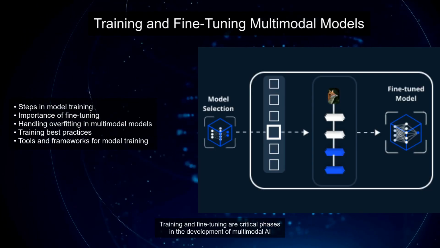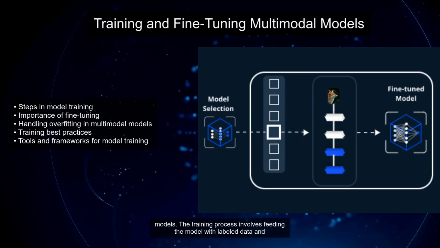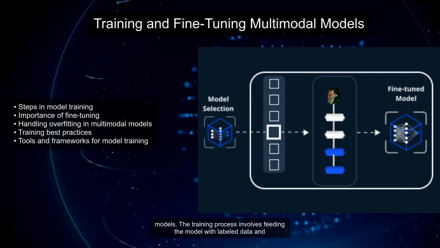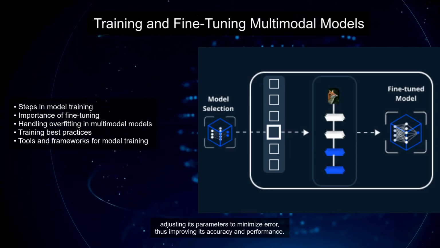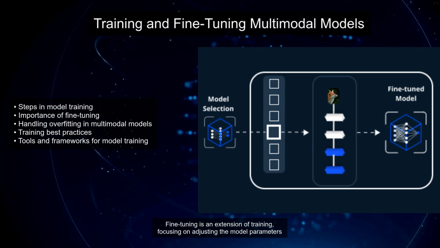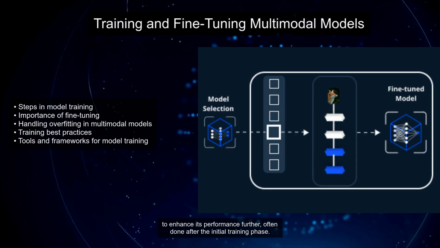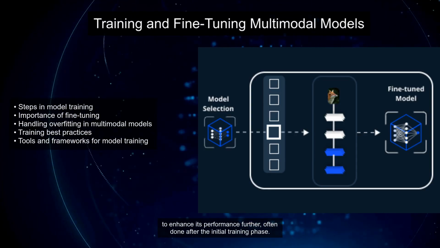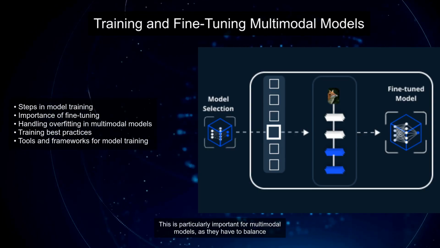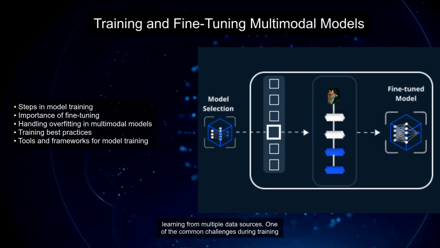Training and fine-tuning are critical phases in the development of multimodal AI models. The training process involves feeding the model with labeled data and adjusting its parameters to minimize error, thus improving its accuracy and performance. Fine-tuning is an extension of training, focusing on adjusting the model parameters to enhance its performance further, often done after the initial training phase. This is particularly important for multimodal models, as they have to balance learning from multiple data sources.